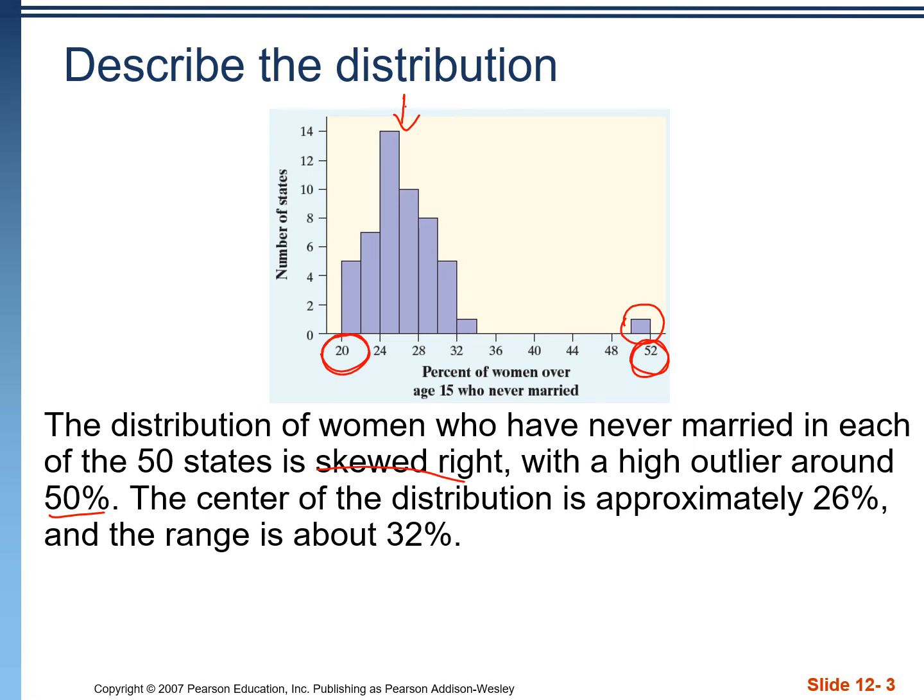And for all of these, I'm writing approximately or about to note that it's not going to be exactly that. We don't know exactly what the lowest is. We don't know exactly what the highest is. It's somewhere between 50 and up to, but not including 52. Because remember, 52 would start, and that next bar is empty.